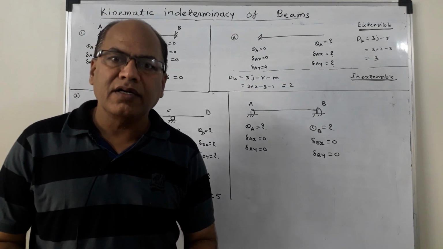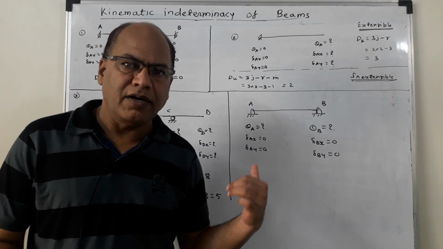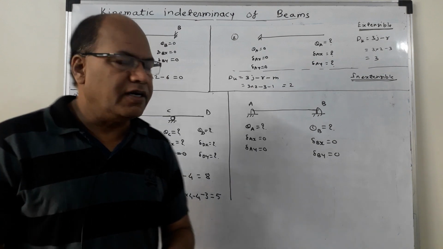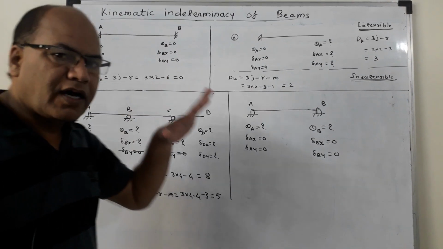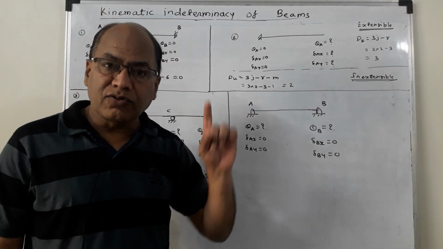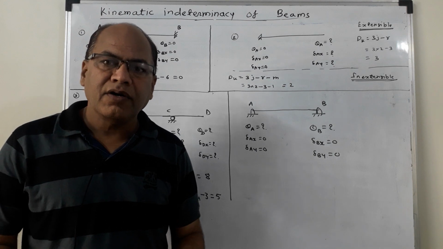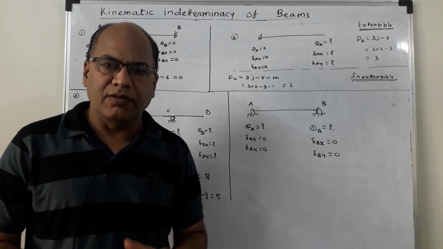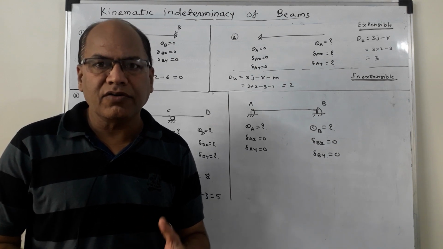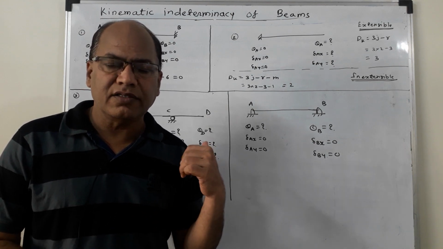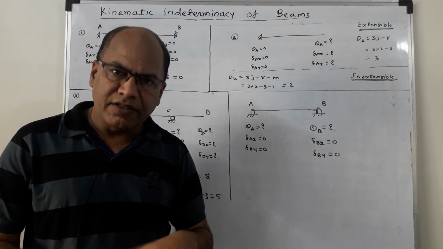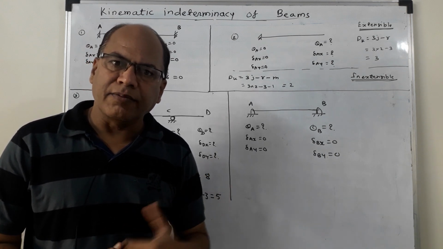Again we can calculate the degree of kinematic indeterminacy by considering the degree of freedom also. Now degree of freedom is equal to degree of kinematic indeterminacy. It is known to us, but it is also equal to the number of unknown displacement components. So if we can count the number of unknown displacement components at the joints, then this number is nothing but the degree of freedom, which in turn is equal to the degree of kinematic indeterminacy.